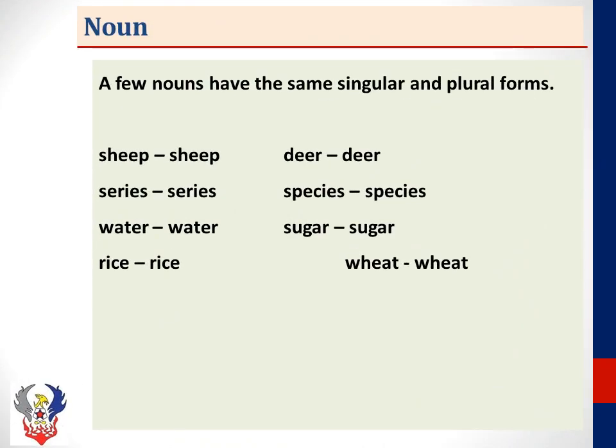A few nouns have the same singular and plural forms. Sheep, sheep. Deer, deer. Series, series. Species, species. Water, water. Sugar, sugar. Rice, rice. Wheat, wheat.